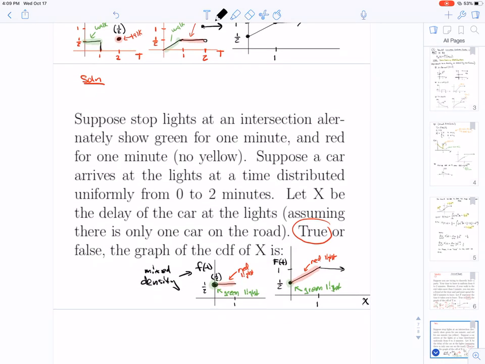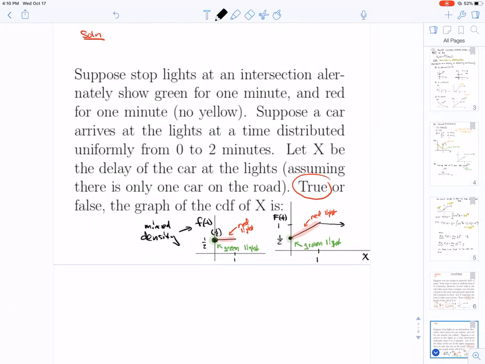Then there was a follow-up question. Suppose stoplights at an intersection alternately show green for 1 minute, red for 1 minute. There's no yellow. Suppose a car arrives at the light at a time distributed uniformly from 0 to 2 minutes. Let X be the delay of the car at the lights. True or false, the graph of the CDF of X is what's shown here. So it's actually true.